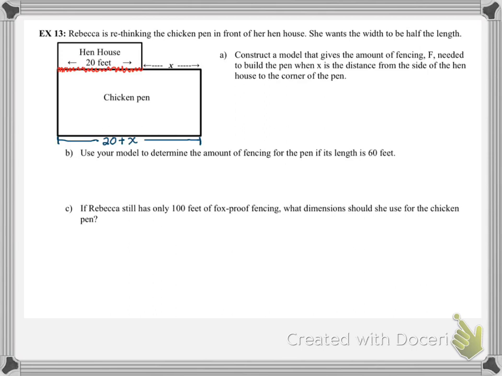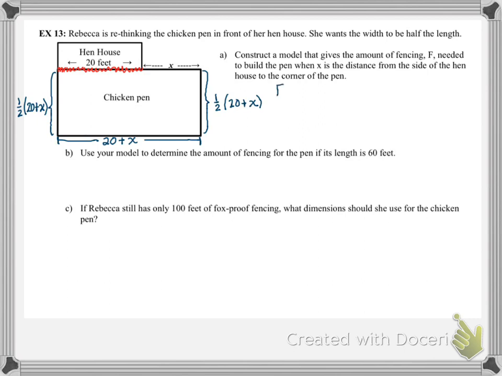So then we want the width to be half the length. So this is going to be just 1/2 of my length. And this side will be exactly the same. So now all we have to do is add that all up.